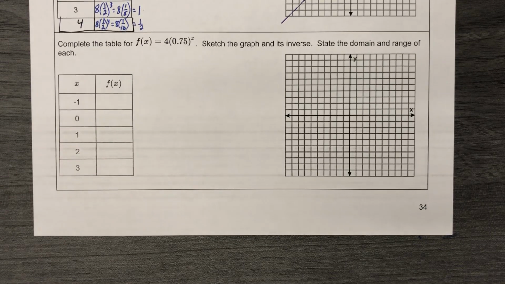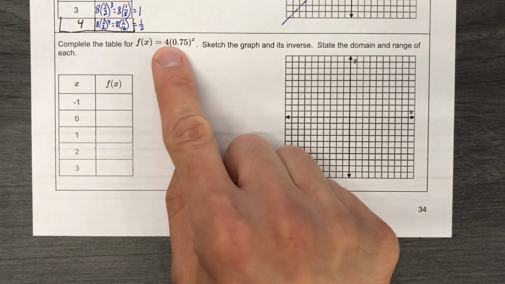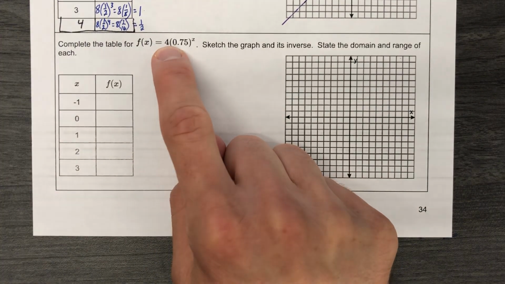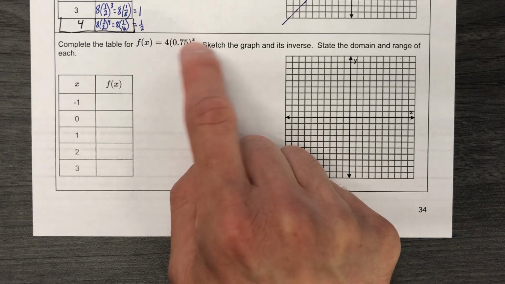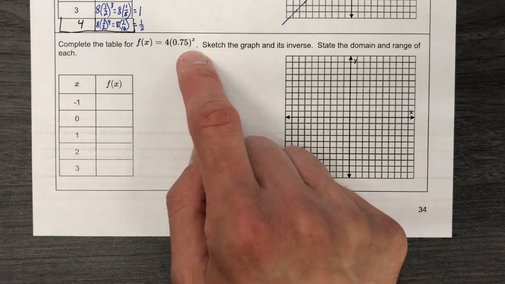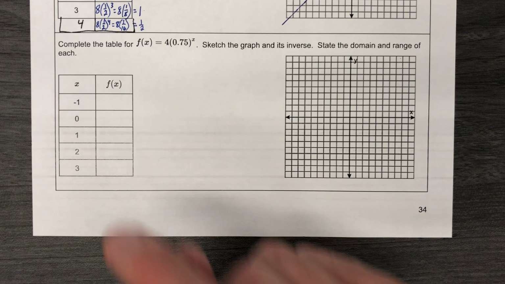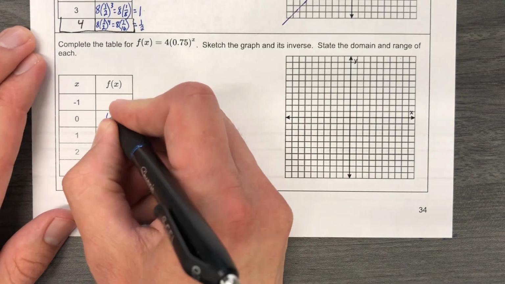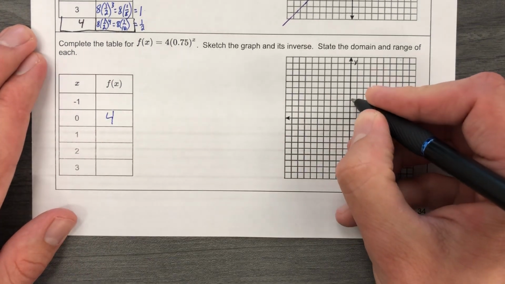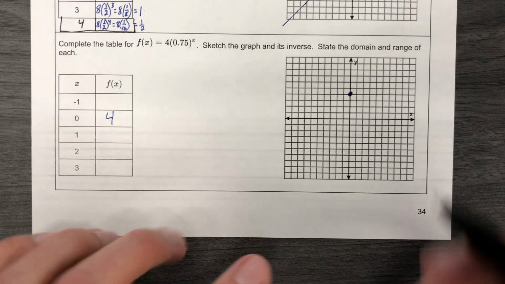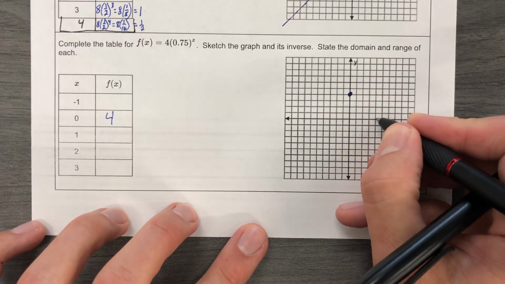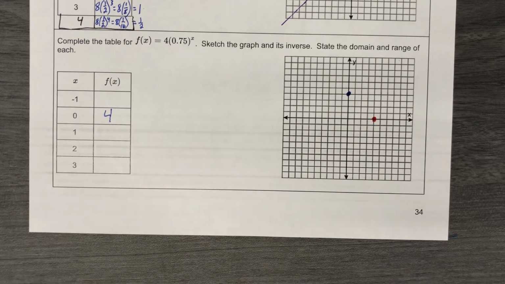All right, let's do this last one. We're going to complete the table for f of x equals 4, let's just stop right there. This is exponential. The coefficient of this exponential term is 4, which means my y-intercept is 4. So 1, 2, 3, 4. I know that much. Hey, why not? Let's do it. 1, 2, 3, 4. There we go. We know that, right?